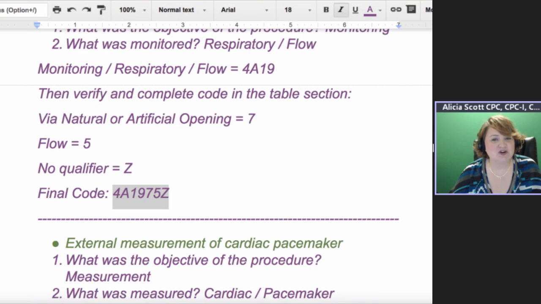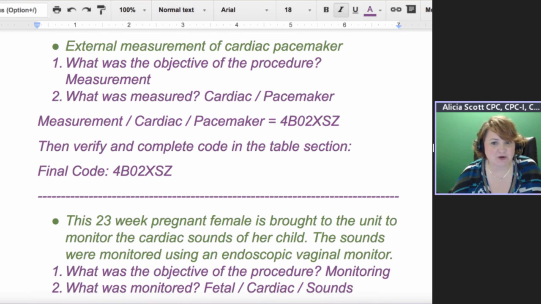I think we have one last one that is also a very common PCS code, external measurement of cardiac pacemaker. So what's the objective here? We're not monitoring anymore, we're measuring. Okay, so you're going to go to the index to measurement. What are we measuring? The cardiac is the body system. What are we actually measuring in the body system of cardiac? The pacemaker. So that's going to give us our basic code, and then once you fill out the rest of the boxes, you're going to have 4B 02XSZ.